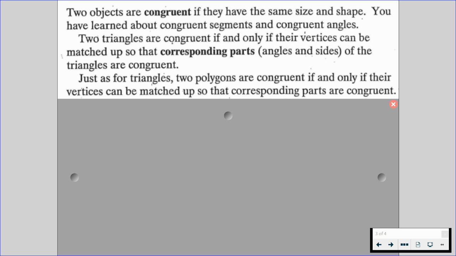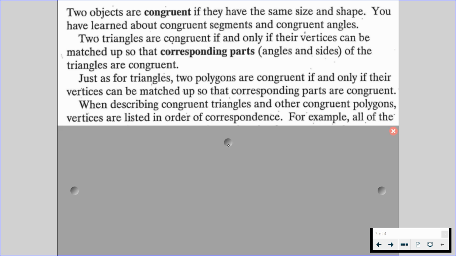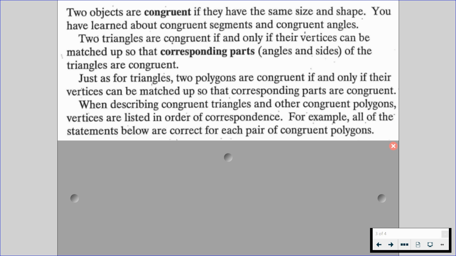Just as for triangles, two polygons are congruent if and only if their vertices can be matched up so their corresponding parts are congruent. And when we're describing congruent triangles and other congruent polygons, vertices are listed in order of correspondence. So for example, all the statements below are correct for each pair of congruent polygons.